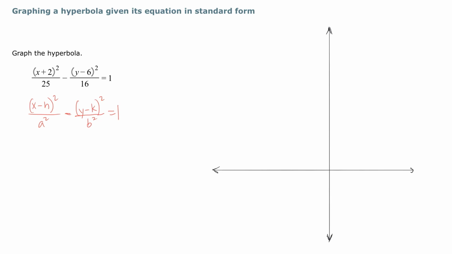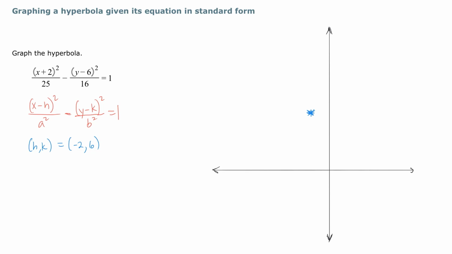Let's locate the center. Our center is what? H comma k. In our context, it's parentheses negative 2 comma 6. Let's go ahead and graph that. Negative 2 and then up 6. 1, 2, 3. And let's locate that with a blue star.